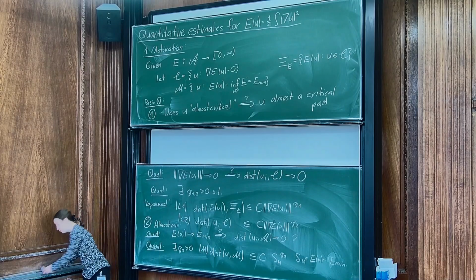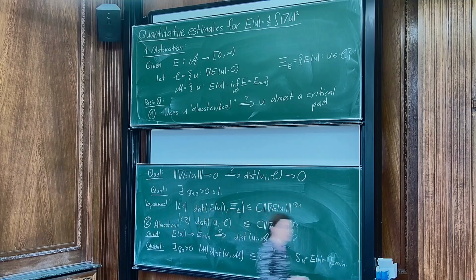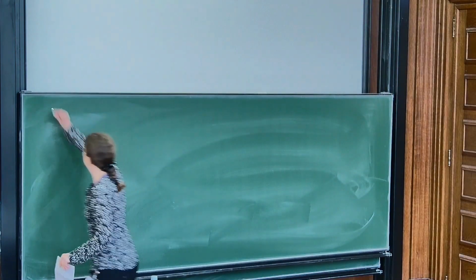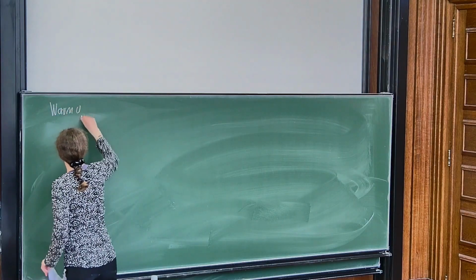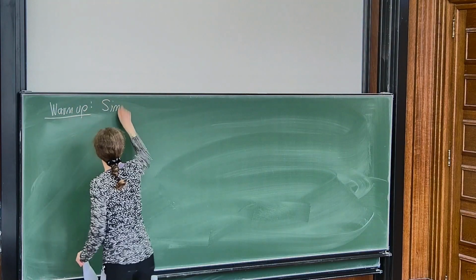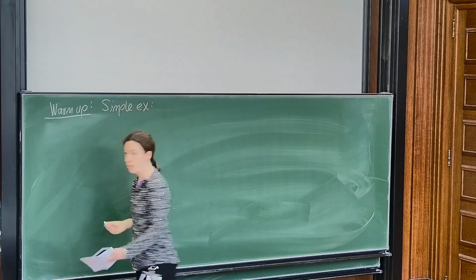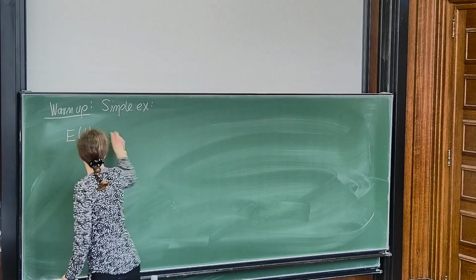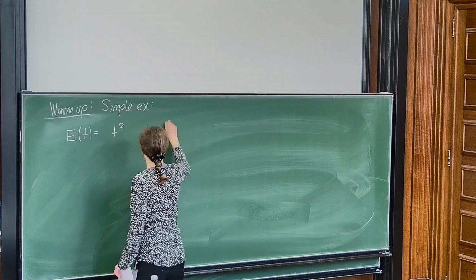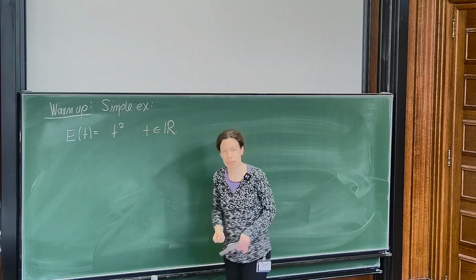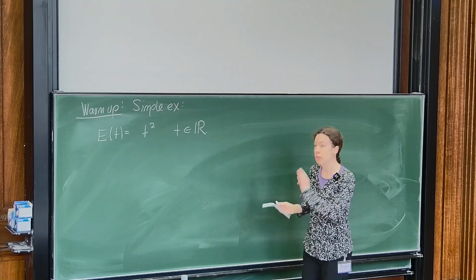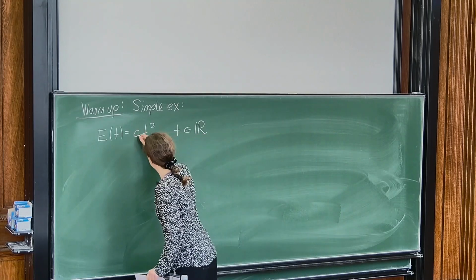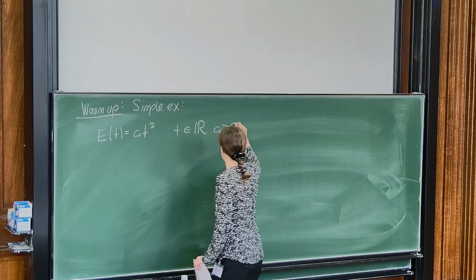Okay, now it's sort of 9 o'clock, so let's start with a simple example. And I promise it's a simple example. So let's have a warm-up to just get some intuition. Now, what's the simplest energy in the world that is interesting? I would say that E of t is t squared, t in the reals. I hope we agree that's a simple example. This is not quite general enough for what I need. I need it more general. I want C0 positive.